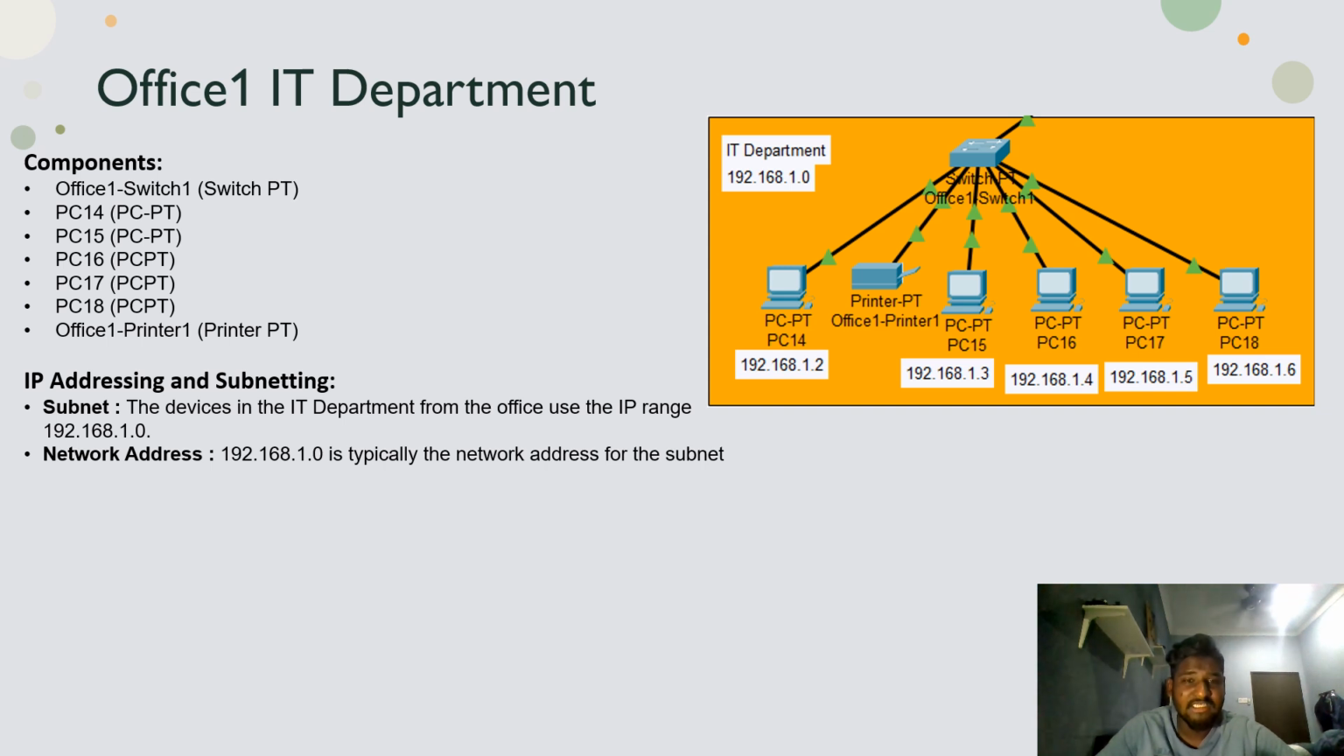When it comes to IP addressing and subnetting, it is divided into two: subnet and network address. In the subnet, the devices in the IT department from the office use the IP range 192.168.1.0, which is a common private IP range. This range allows for up to 254 unique IP addresses, accommodating many devices. Meanwhile, in network address, 192.168.1.0 is typically the network address for the subnet, not assigned to any individual device. Devices within the subnet will have IPs from 192.168.1.1 to 192.168.1.254.